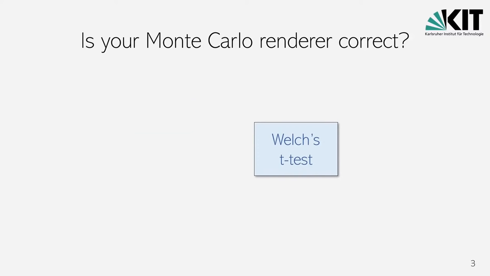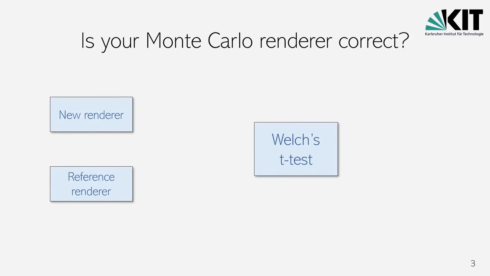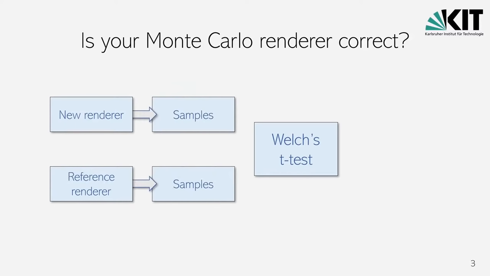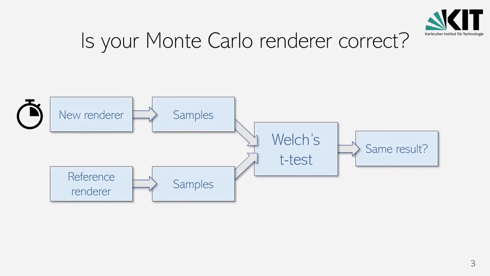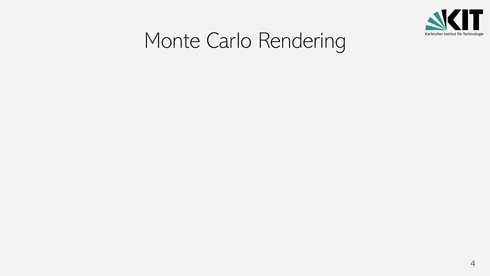Welch's t-test is a statistical test that compares a new renderer against a reference renderer based on a couple of samples, and tells us whether the two renderers will eventually converge to the same result. Pretty often it can do so with only a handful of samples from both the new renderer and the reference, so you don't even need to wait for a fully converged reference anymore. But before we get to the test, I'd like to take a quick recap of Monte Carlo rendering and how we can already detect bias.